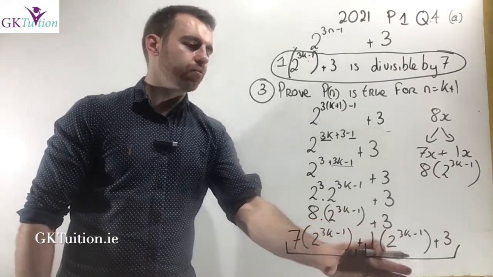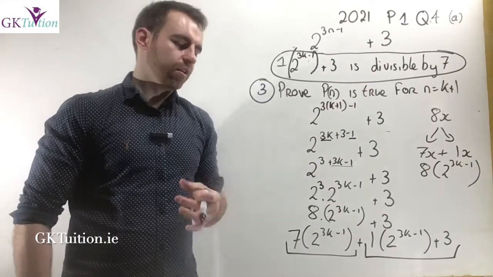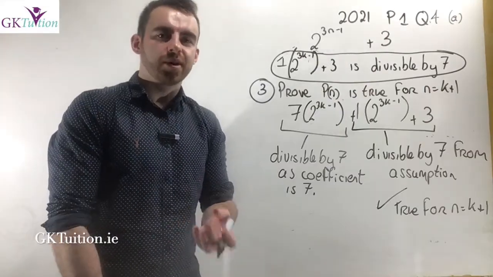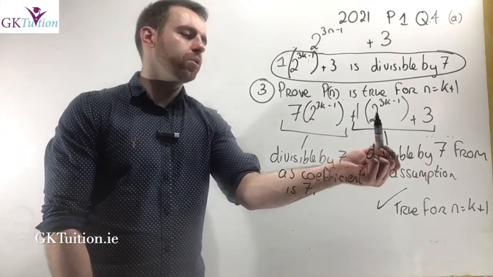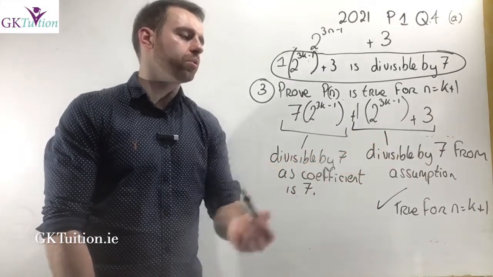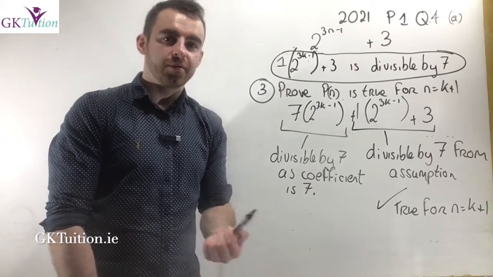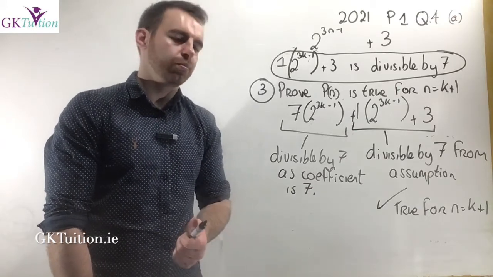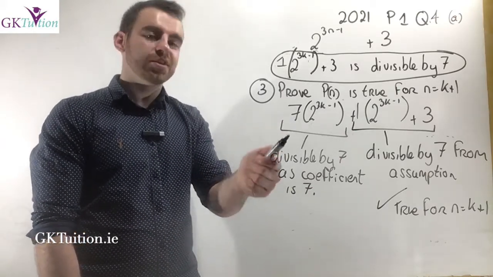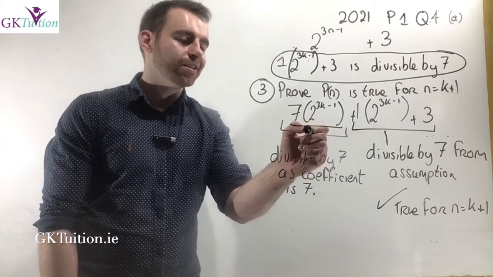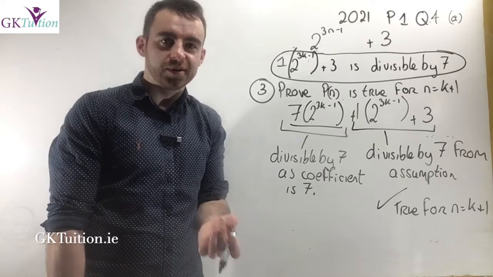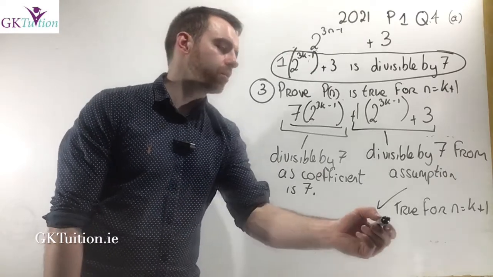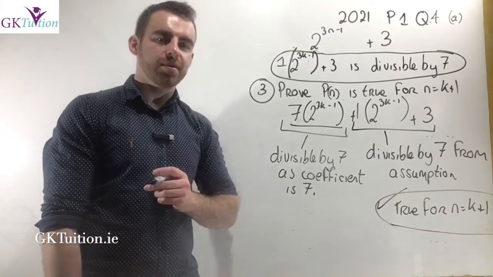So what I'm going to do is just write this line up here and just conclude. All we have to do is be careful to get the full marks by concluding properly. The last two terms, 1 times 2 to the power 3k minus 1 plus 3, that's divisible by 7 from my assumption. I'm just assuming that's true. And this one, the coefficient is 7. So obviously if I divided this by 7, the 7s would cancel. So the coefficient is 7, therefore it's divisible by 7. And now I can just conclude that it's true for n equals k plus 1.